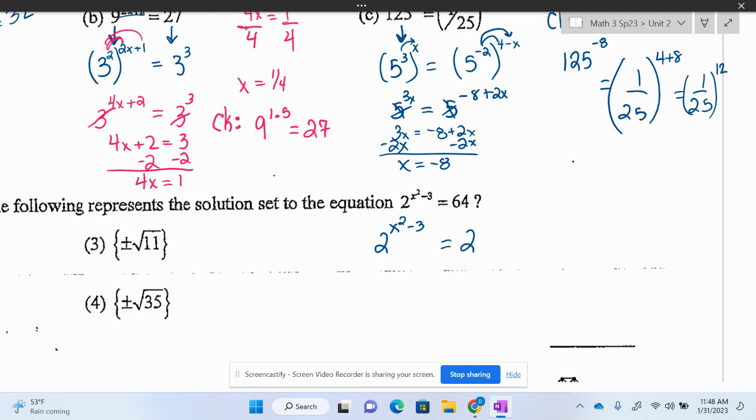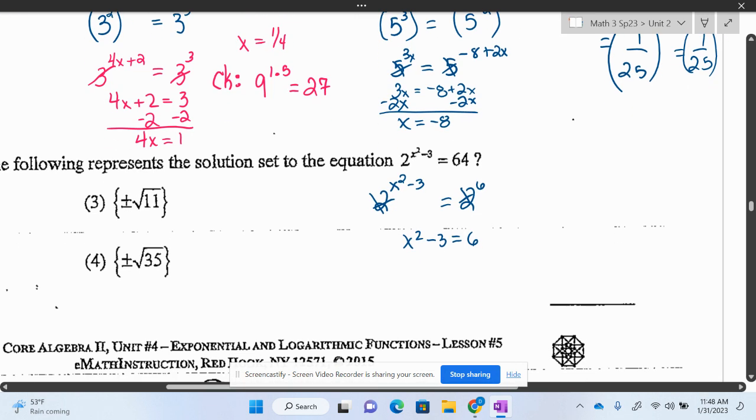2 to the what? Yeah, say 2 to the 6th power. We're not going to just say things like 2 6. That's not how we say that. So are my bases the same? So ignore your bases. So I have x squared minus 3 equals 6.